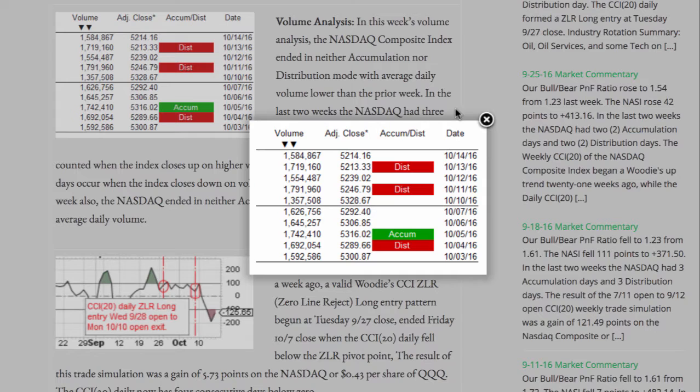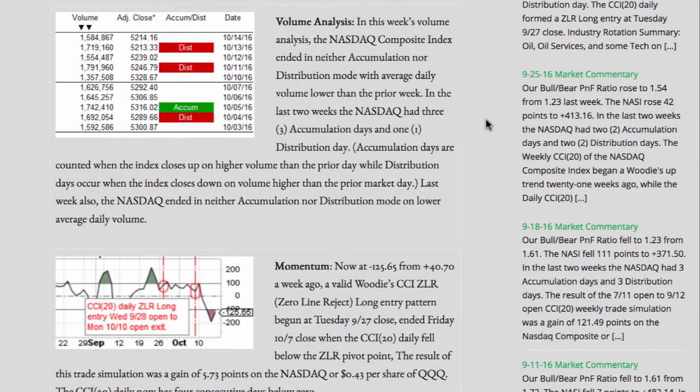Volume analysis. In this week's volume analysis, the Nasdaq Composite Index ended in neither accumulation nor distribution mode, with average daily volume lower than the prior week. In the last 2 weeks, the Nasdaq had 3 accumulation days and 1 distribution day. Accumulation days are counted when the index closes up on higher volume than the prior market day, while distribution days occur when the index closes down on volume higher than the prior market day. Last week also, the Nasdaq ended in neither accumulation nor distribution mode on lower average daily volume.